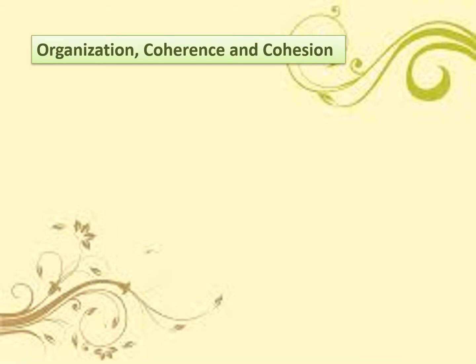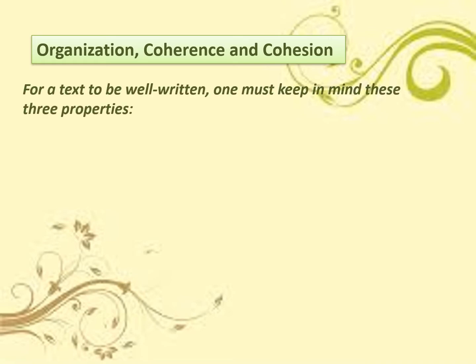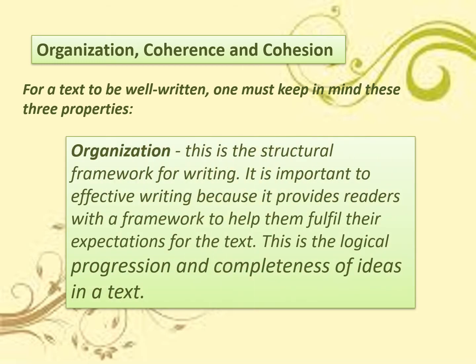Organization, coherence, and cohesion. For a text to be well written, one must keep in mind these three properties. Organization. This is the structural framework of writing. It is important to effective writing because it provides readers with a framework to help them fulfill their expectations for the text. This is the logical progression and completeness of ideas in a text.